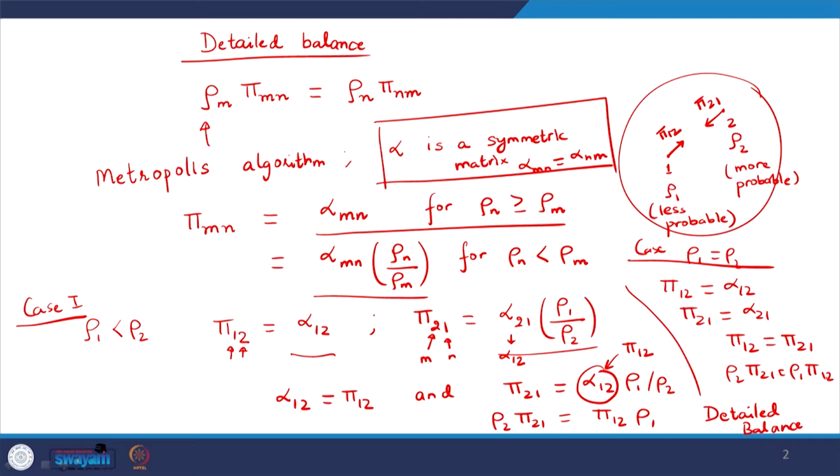So by choosing alpha to be a symmetric matrix, we are making sure that the detailed balance condition is met, but we can still choose alpha to be anything.